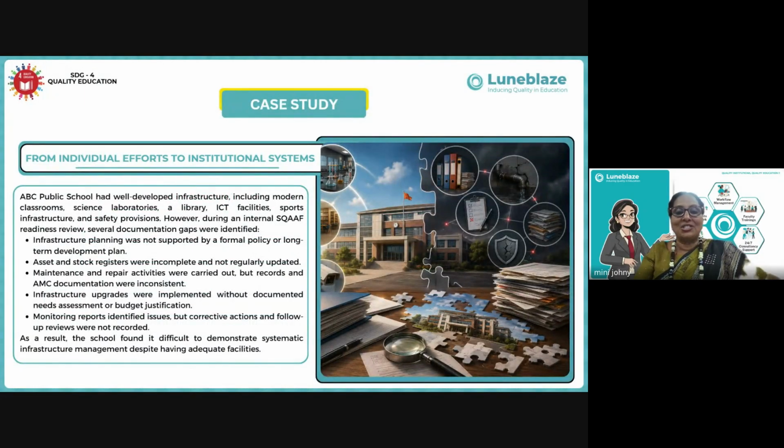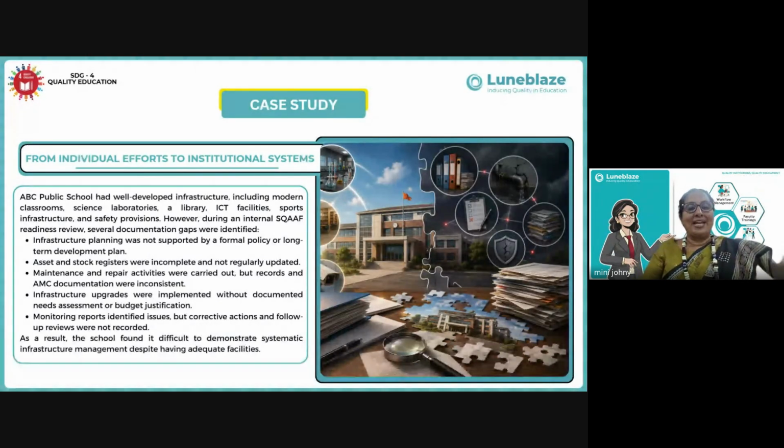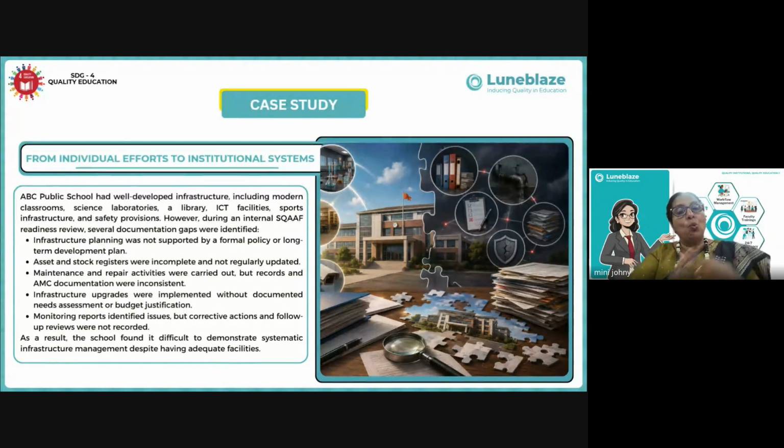Yeah, this is a case study of a school. We will learn. This is as per the CBSE competency. There is a case study Luneblaze always gives us, which induces quality in our education system. Let us learn from individual efforts to institutional systems. It is not an individual who runs the show. It is the system that runs the show. Whoever leaves or comes, the system runs.